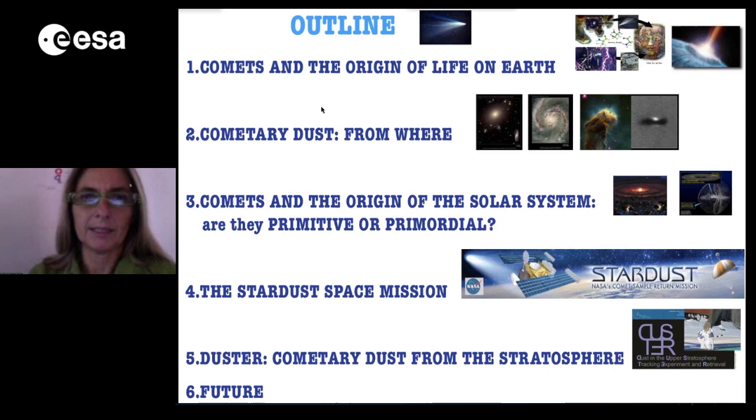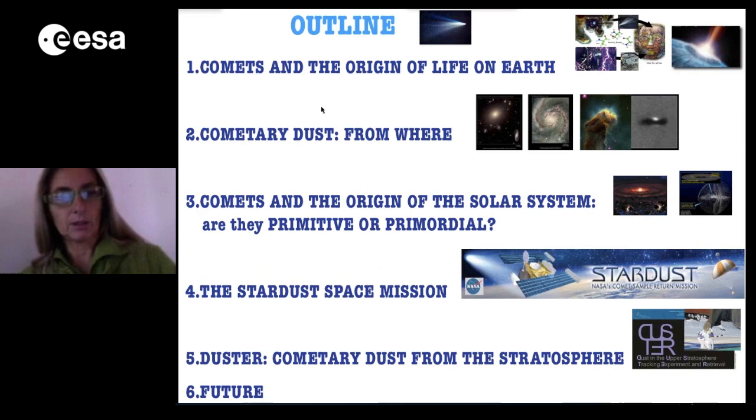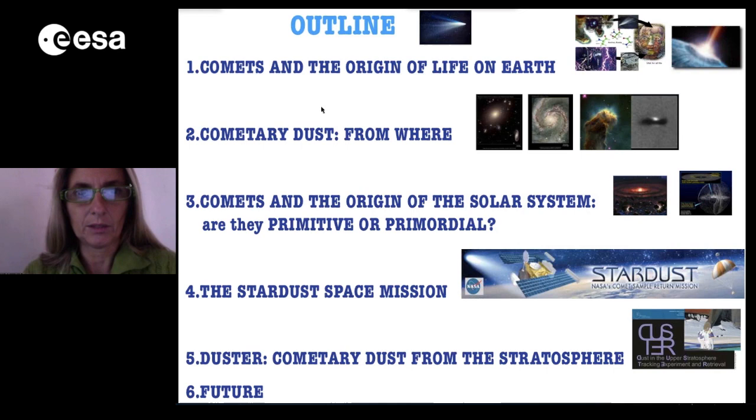And then we will see together where cometary dust is coming from, and so why the connection can be considered between the origin of life and this object that can be primitive or primordial. Then we will speak about the Stardust space mission. There will be a short movie that will show you the scenario of this space mission. And then we will talk about the Duster experiment. And then just a slide to look into the future.